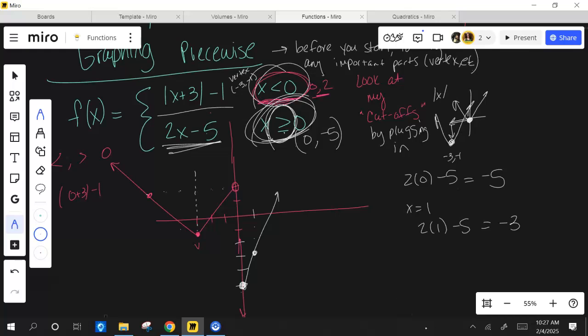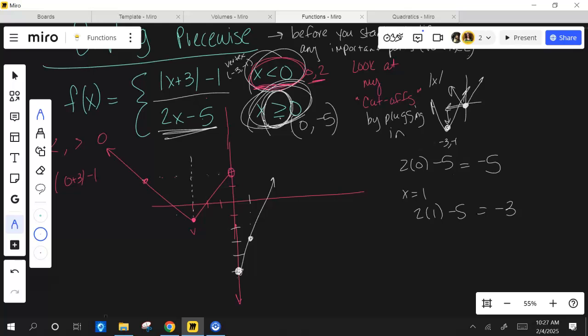Now, I'm not done. Is this function continuous? No. It's a jump. Okay, first of all, can you draw it without picking up your pencil? No, so it's not continuous. Is it a hole? No. Is it a vertical asymptote? No. It literally, you go boop, boop. Jump down to this one. It's a jump discontinuity. It is a jump at 0.